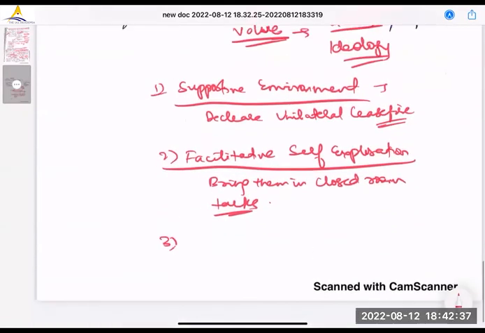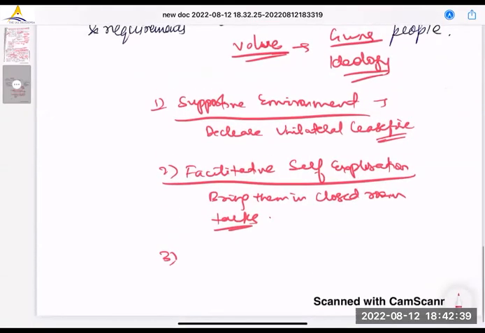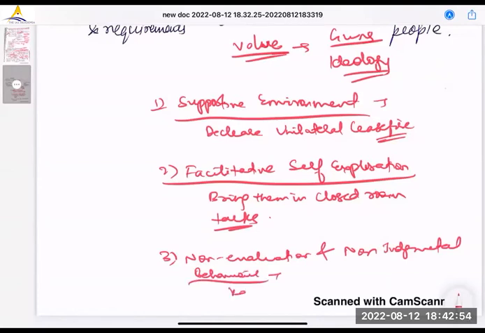Then non-evaluative and non-judgmental behavior. So keep media out of the preliminary talks. There should be no pressure. Then give a proper plan.